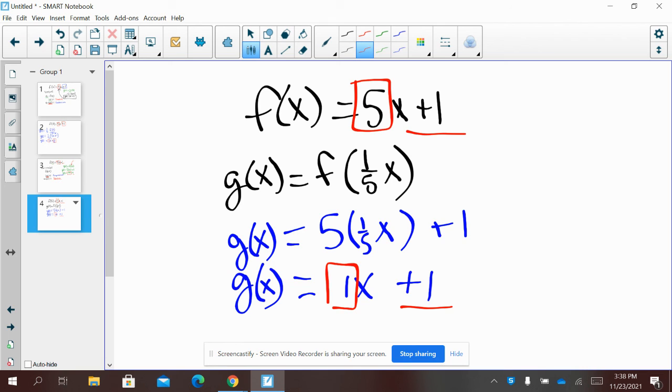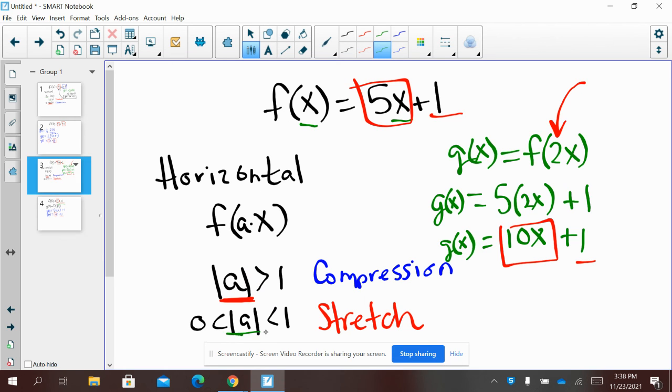Okay, and again, the a value that we used was right over here. It was 1/5. So when I go back to the rule, 1/5 is between 0 and 1. Therefore, this is a horizontal stretch.